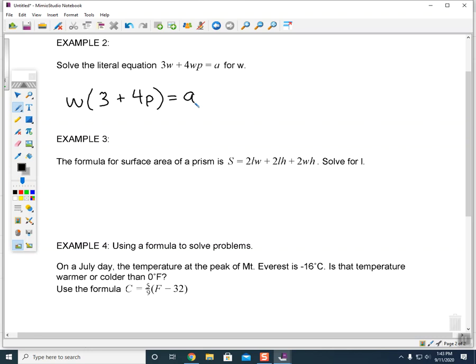Which makes sense, right? Because if I were going to solve this, it would make sense for me to distribute this w into both terms, and then I get back to this equation. It's the same thing, I just pulled my w out. I have one more step, and then I'm done solving this problem. What's my last step?